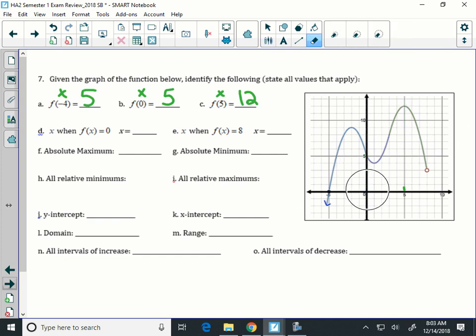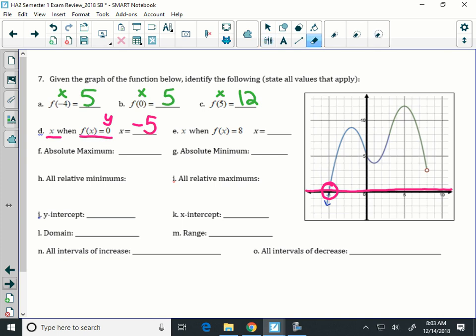Now there's a different question next, in D. It says, what is x when f of x equals 0? Now when it says f of x equals 0, that 0 is a y value. So you're going to look, where is the y value 0? Well, that seems to happen right here at that x of negative 5.